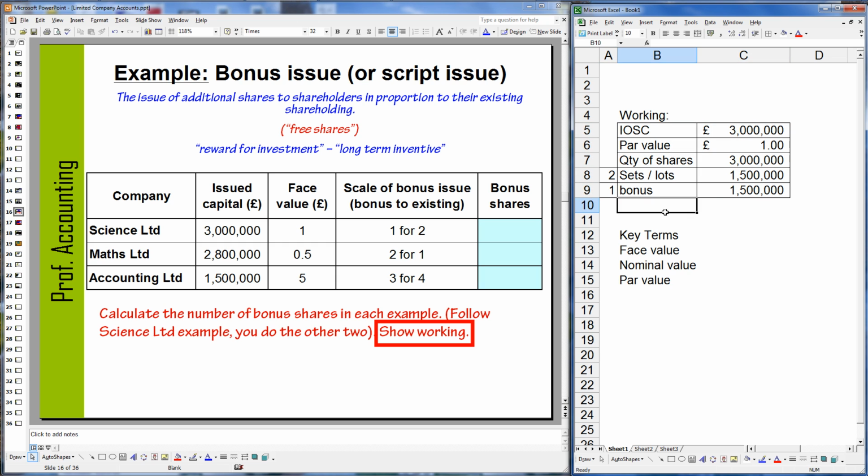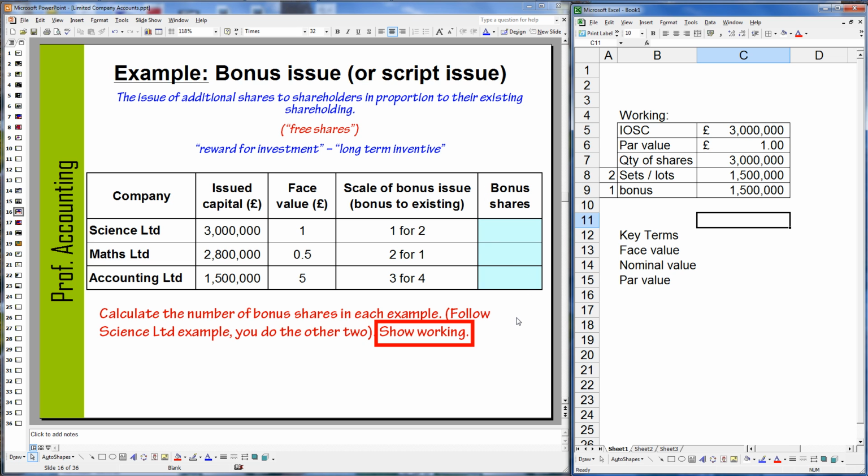I want to know how many bonus shares for the last two examples. When you get your answers, and you have answers, make sure you do it, then play the remaining of the podcast and I'll show you the answers. Okay, so you've obviously pressed play again, and now you're looking for me to go through the solutions.